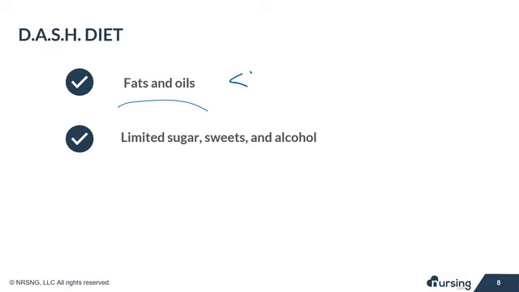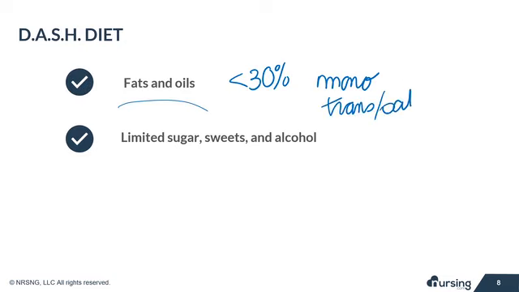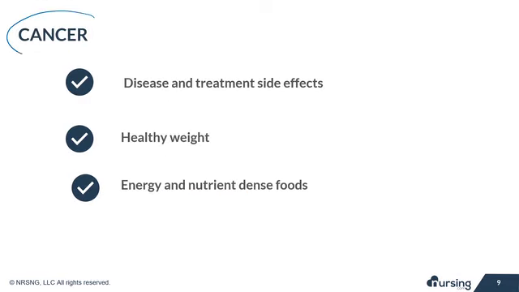So how do fats and oils play a role with the D.A.S.H diet? It's recommended that there's no more than 30% of the daily calories from fat. There's also an emphasis on those healthy monounsaturated fats, and trans fats and saturated fats are limited in addition to sugar, sweets, and alcohol.